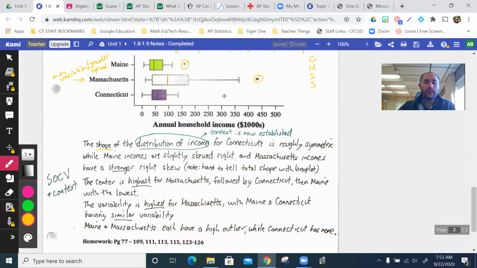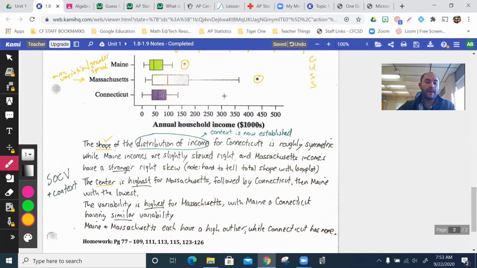Okay. And we note that it's hard to tell shape of the box plot, but we can talk about some shape in here if we would like. This is definitely more skewed to the right. So they've already compared shape. So shape is done. The center, so that's the C. The center is highest for Massachusetts, followed by Connecticut, then Maine with the lowest. So it's highest, lowest, comparison words.